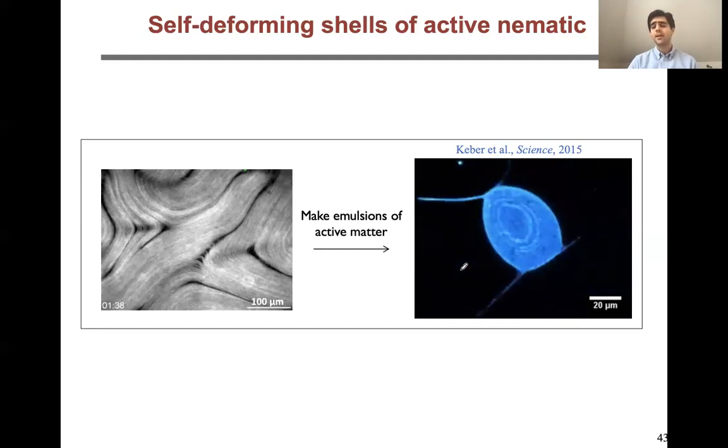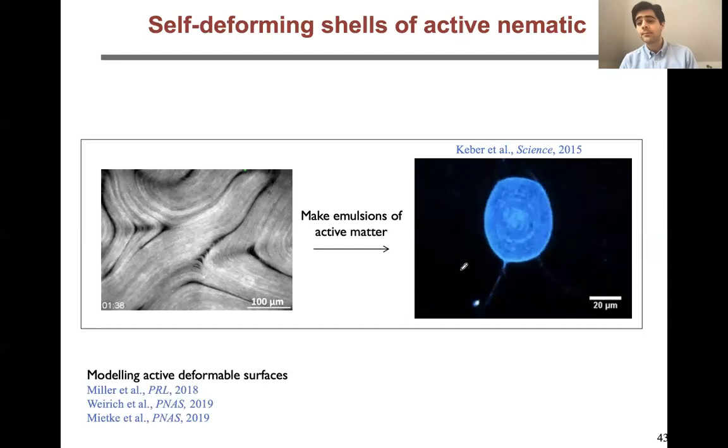You can imagine that modeling such a thing is a nightmare because all sorts of complications come in. You have the two-phase flow in 3D, and then you have these active stresses that are only acting at the surface, at the interface, and you have hydrodynamics in the background, and you have a shape that is dynamically evolving.